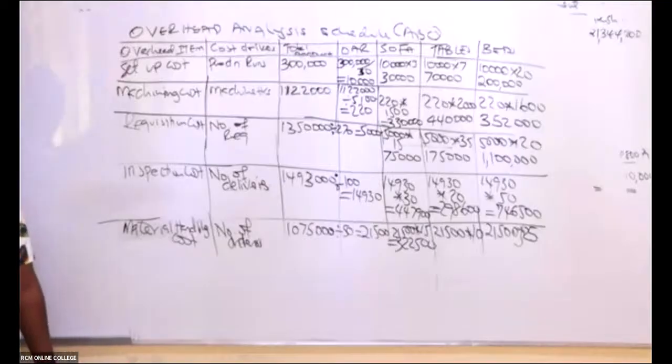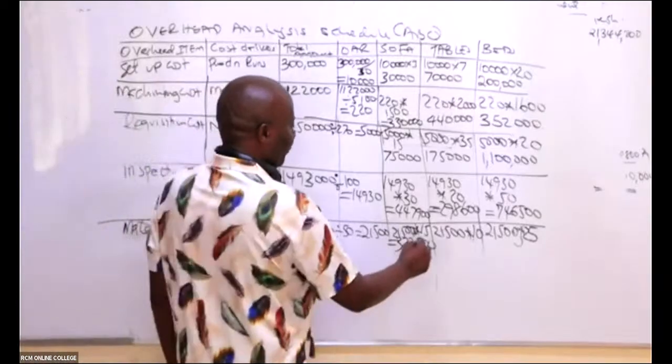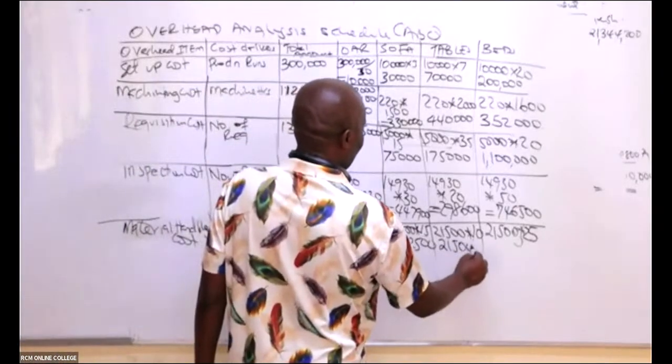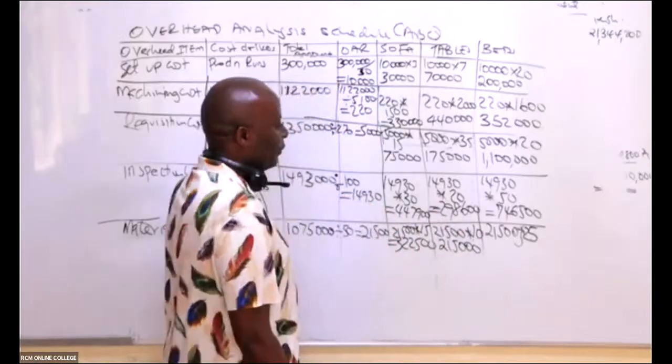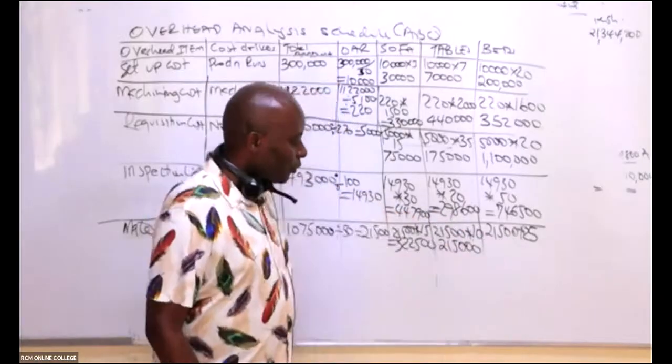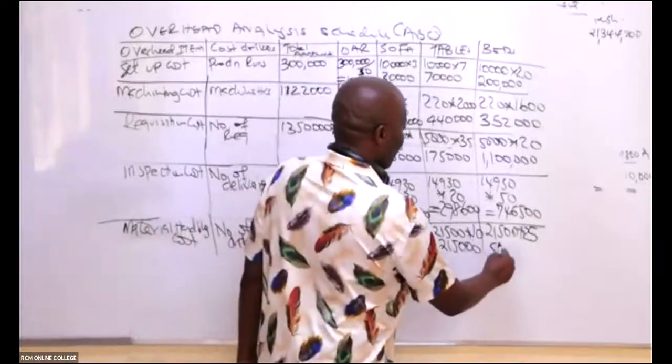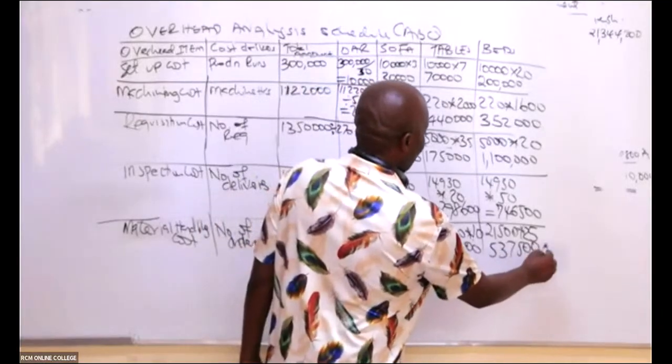322,500. Thank you also, Jennifer. I can see online. 215,000. Then lastly, what do we have there? 537,500. Thank you so much.